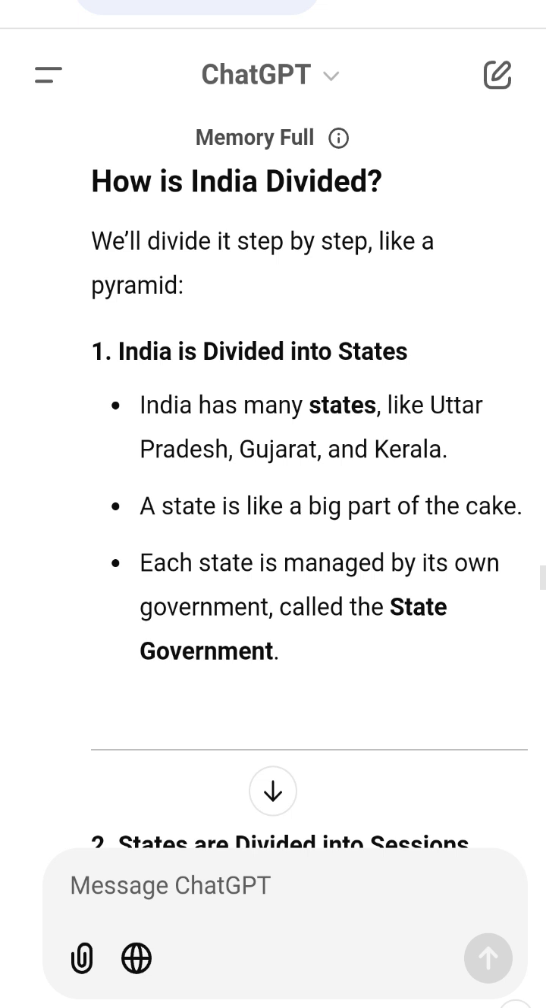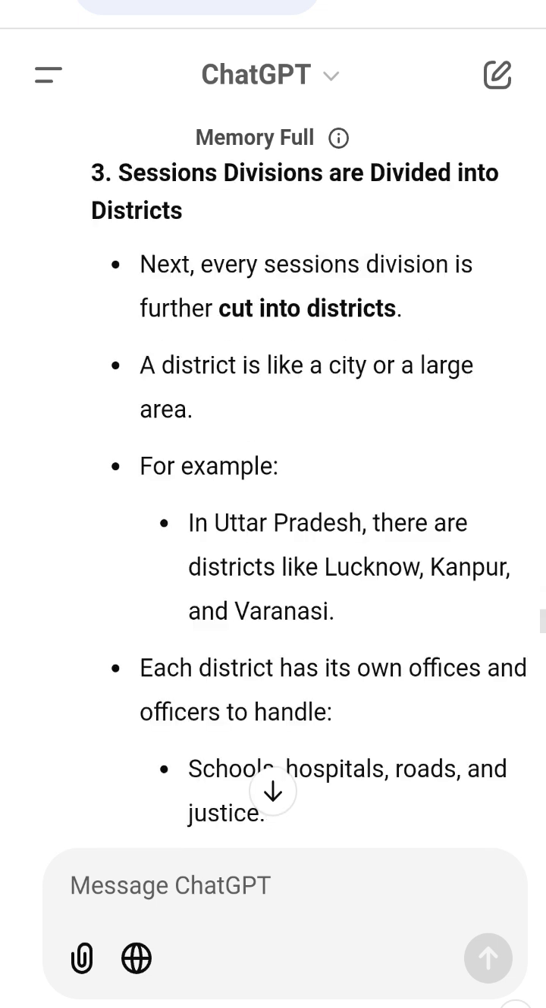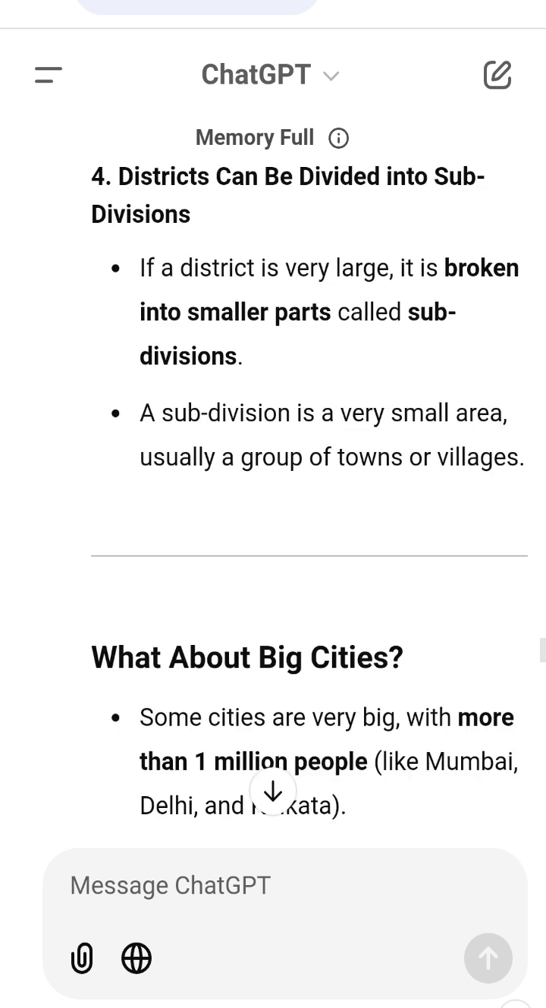Why is this system good? 1. Better management. Divisions make it easier to build roads, schools, and hospitals. 2. Fair justice. Every area has its own courts to handle crimes and disputes. 3. Special care for big cities. Cities like Delhi or Kolkata get extra attention because they have more people and problems.